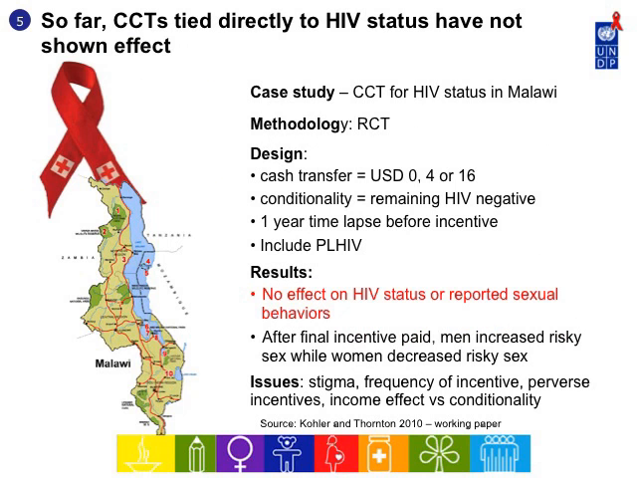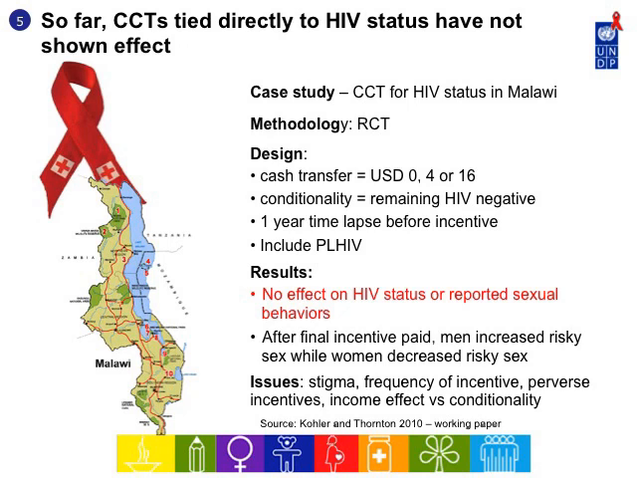Now, if we look at CCTs that have been tied to HIV status, there's only one study that I'm aware of, and it's just a working paper, and it didn't show any sort of effect. This particular study provided a cash transfer, again in Malawi, of $0 to $16, and I'm sorry, the conditionality was not retrieving VCT results. That's an error; I was copying from the previous page. The conditionality was actually staying free of HIV after 1 year. But there weren't any results to speak of. There was no effect on HIV status or reported sexual behavior.